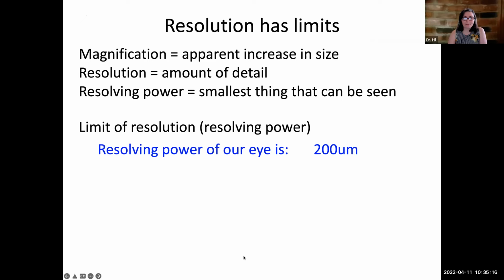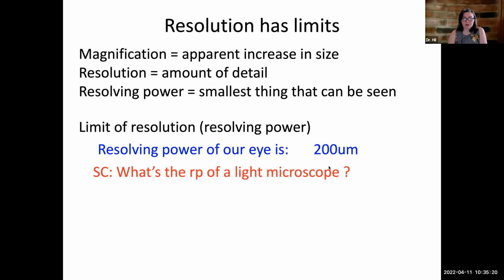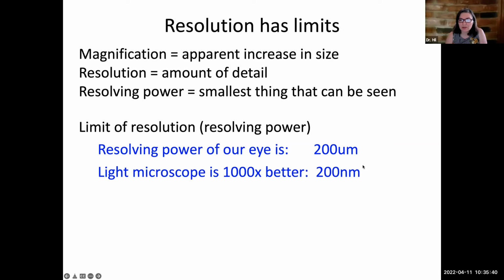So the RP of our eye is 200 micrometers. A light microscope is about 1,000 times better. So what's the resolving power of a good light microscope under optimal conditions? Yeah, it's the same as saying what's the limit of resolution. The resolving power is 200 nanometers or 0.2 micrometers, 200 nanometers.